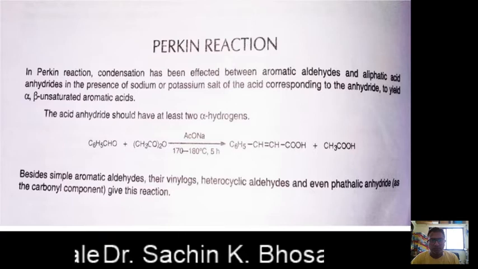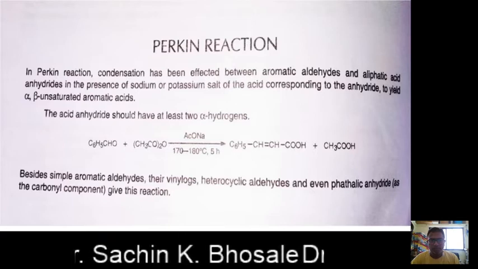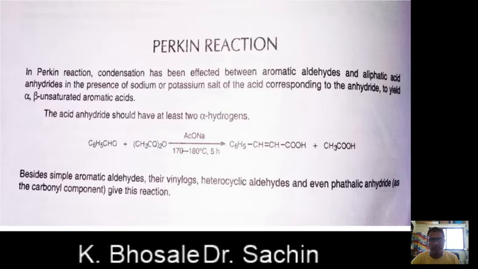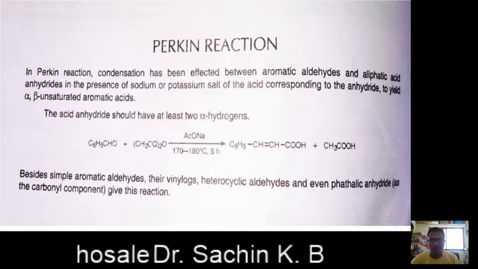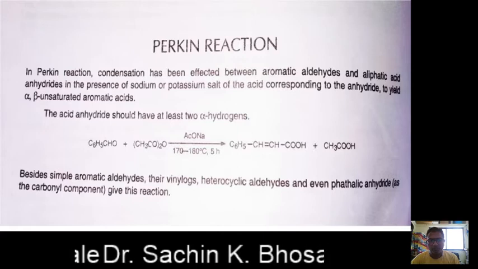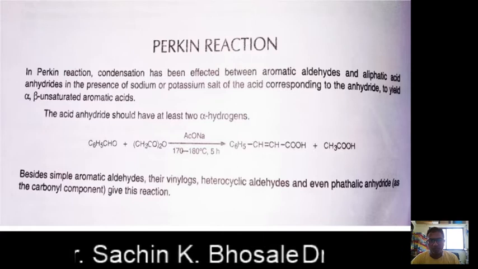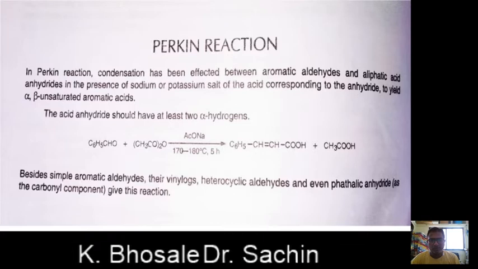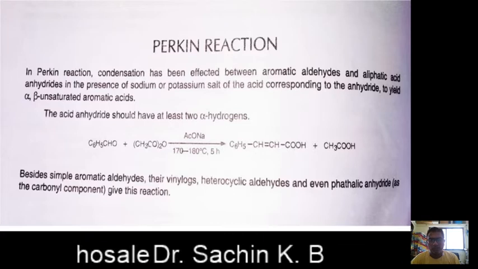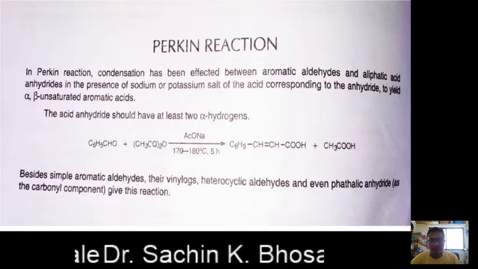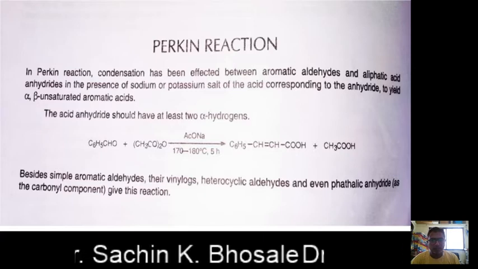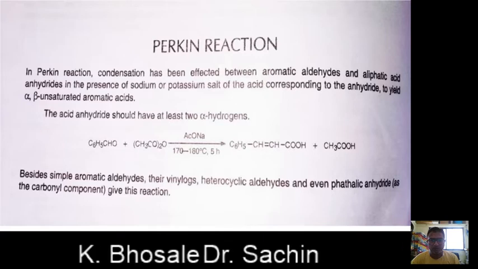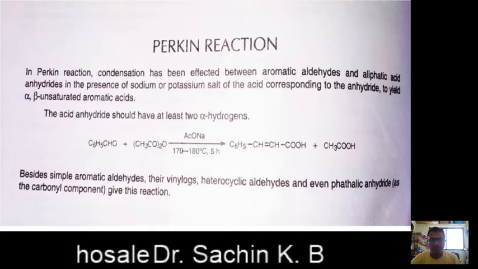In the Perkin reaction, condensation is effected between an aromatic aldehyde and an aliphatic acid anhydride, in the presence of the sodium or potassium salt of the acid corresponding to the anhydride, like sodium acetate, to yield an alpha beta unsaturated aromatic acid. So this is the alpha beta unsaturated aromatic acid.